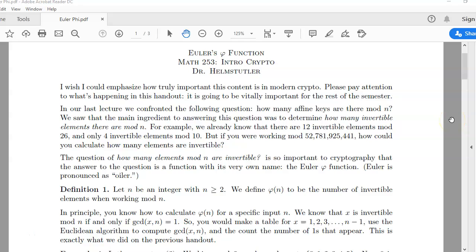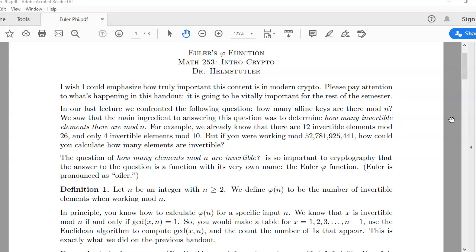We are now ready to confront probably the most important function in all of modern cryptography. This is a famous function called Euler's Phi function, and it is going to be incredibly important for everything we do this semester and for anything you do in later coursework. If you're a cyber major in any sort of actual modern cryptography, the Euler Phi function will definitely matter.